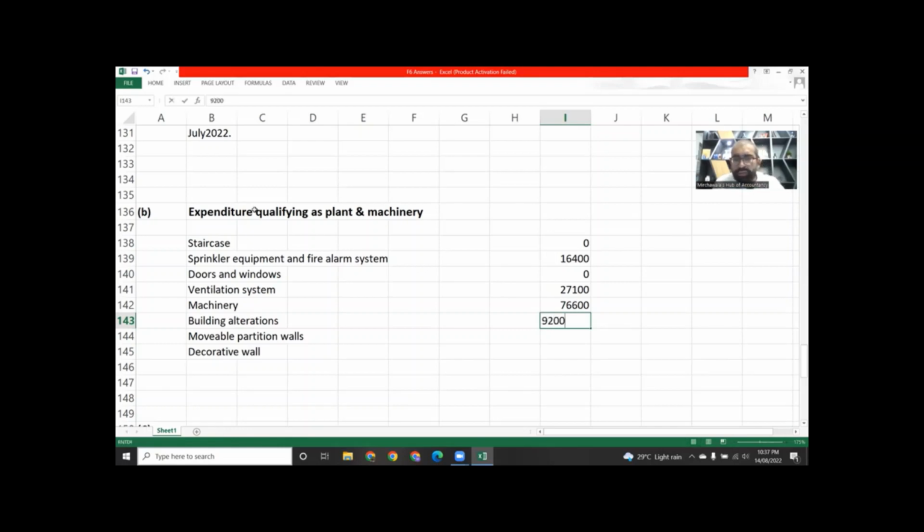Yes, then building alterations, installation to do the machinery is also part of plant and machinery. Previous course, old course thing. Then movable partition walls, also part of plant and machinery, 33,800. But yes, the fixed wall is always building. The fixed decorative wall is always building. It's not part of plant and machinery. So finally, these are the costs which you have to list down for plant and machinery purpose.